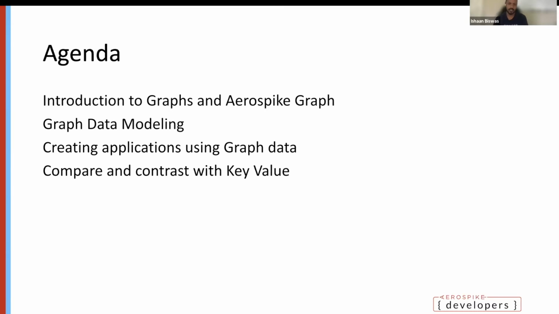And he'll also compare and contrast with the same implementation using Aerospike as a key value store. So if you're considering, hey, why should I use Aerospike Graph and why can't I build this myself? I think that part of the discussion will really drive home some key points for you and make that decision pretty clear.